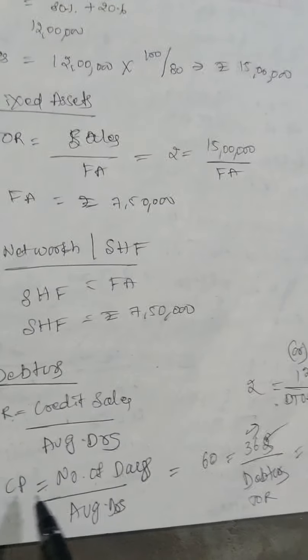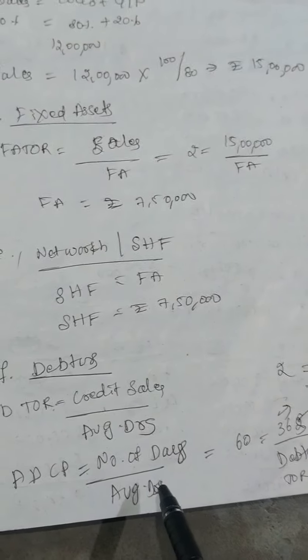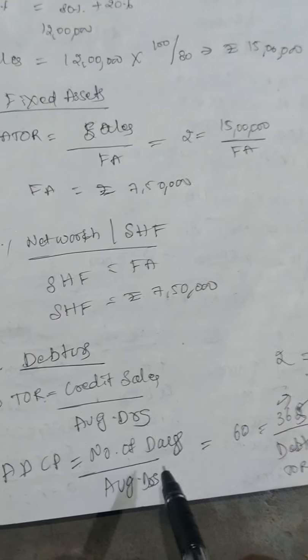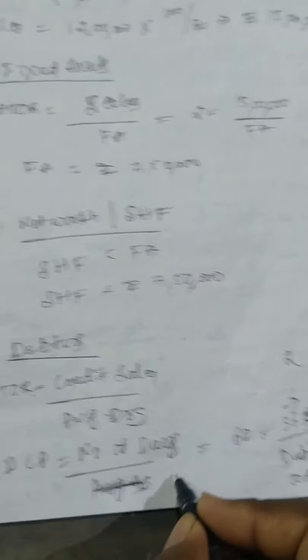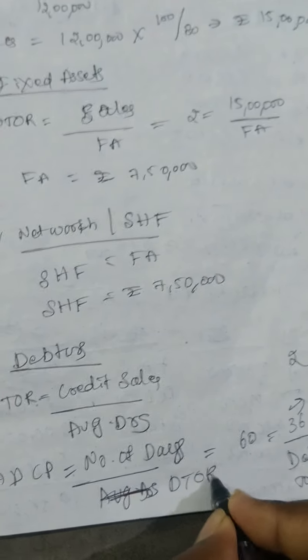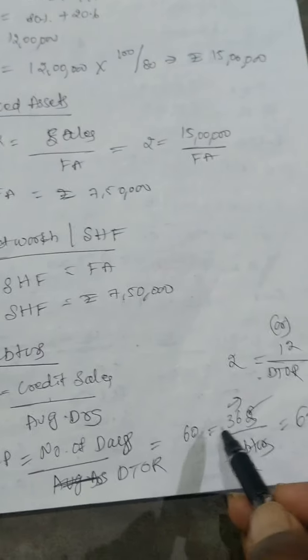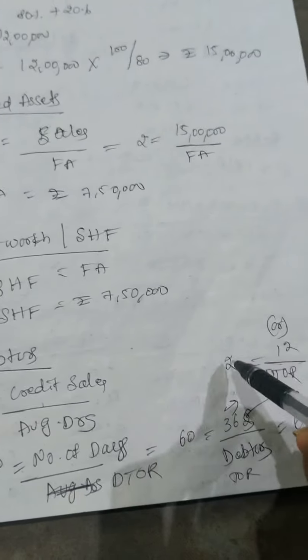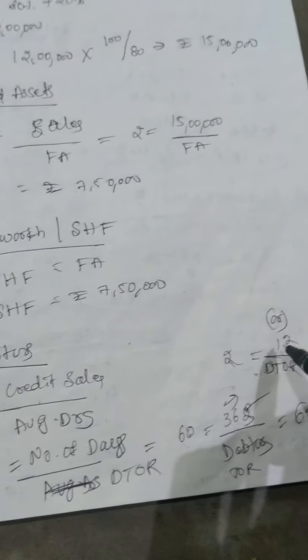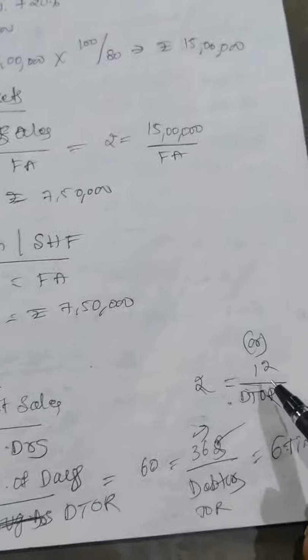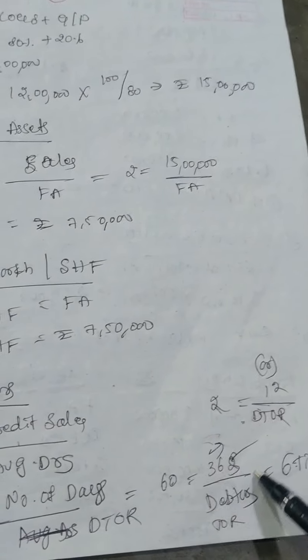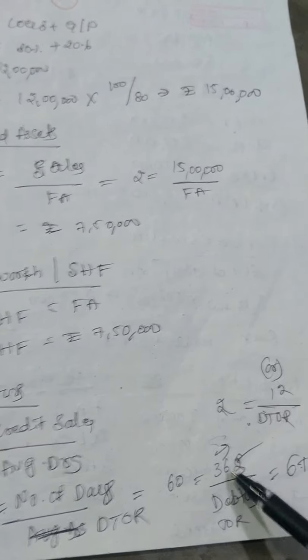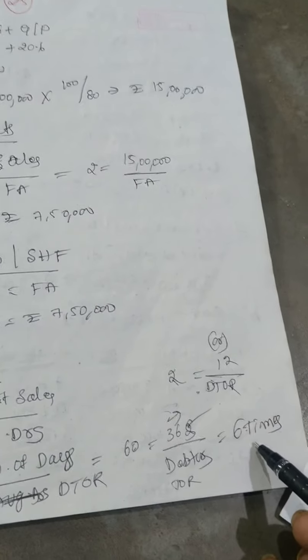Now average debt collection period equals number of days divided by debtors turnover ratio. The average collection period is 60 days, that is 2 months. Or you can find 2 equals total number of months, you can take 12 divided by debtors turnover ratio. If you are calculating in number of days, 365 divided by 60, you will get 6 times.